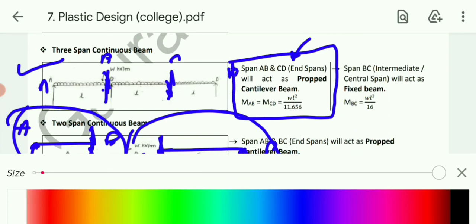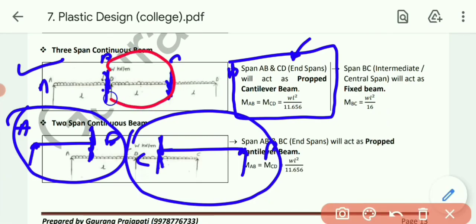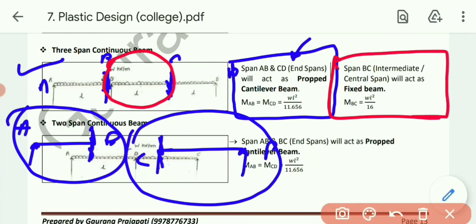While talking about the central span, that is span BC, obviously both B and C are intermediate supports, so both will act as fixed supports, so ultimately span BC will act as a fixed beam. So span BC, that is the intermediate or central span, will act as a fixed beam, and we have already seen the formula of the fixed beam, that is WL square by 16.